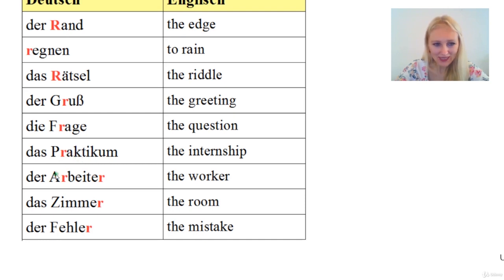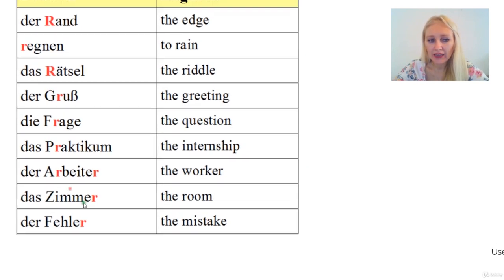Der Arbeiter. So here we pronounce the R in a different way, because here we have a vowel right before the R, just here and also here. So in those cases, whenever we have a vowel right before the R, we pronounce the R just like an A. You don't hear it actually at all. It's Arbeiter. As you hear, you don't hear any R or anything like that. It's just an A. You basically can exchange it with an A. Arbeiter.